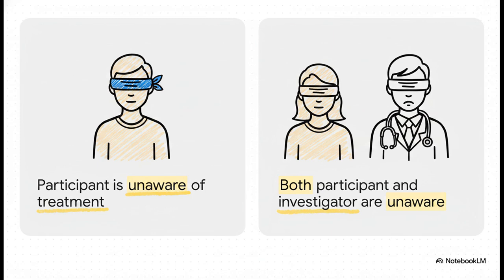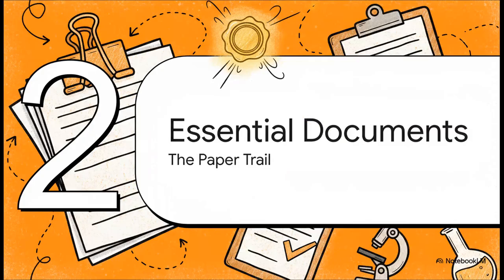And to protect that unbiased environment, we use blinding. A single blind study just means the participant is unaware of what treatment they're getting. But, and listen up, if an interviewer asks you about blinding, you absolutely need to nail this distinction. A double-blind study means that neither the patient nor the investigating doctor knows who got the real drug and who got the placebo. This setup prevents both patient bias and investigator bias, which is exactly why it's considered the gold standard in clinical research.